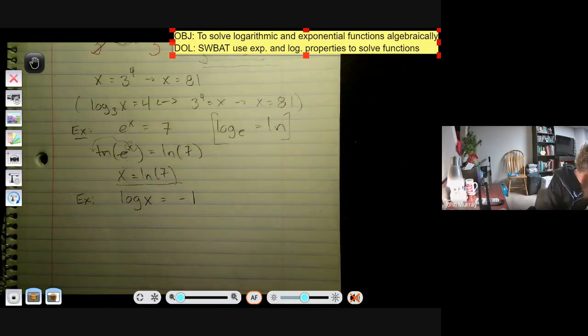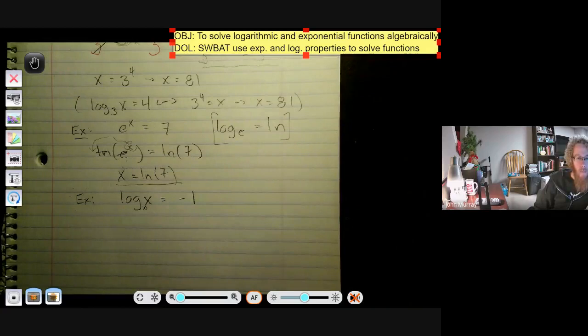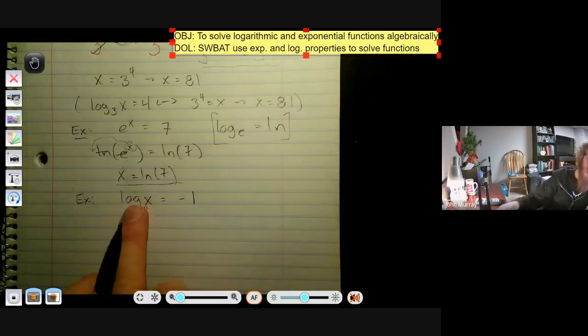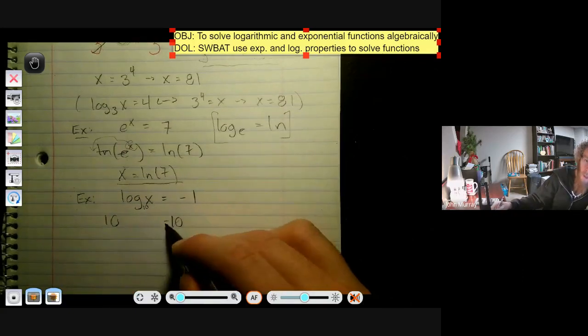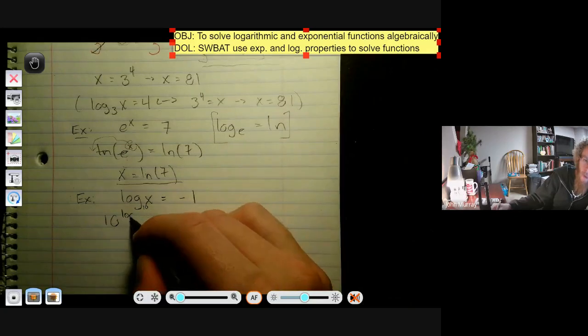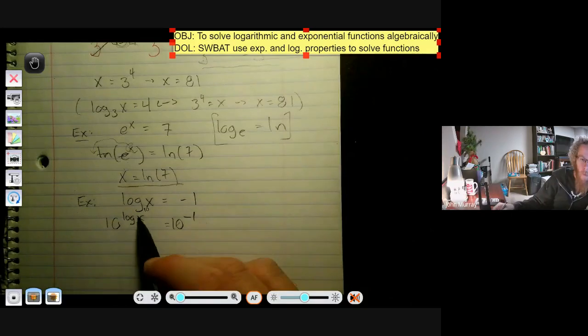Okay, so here I have log x equals -1. Now again, this one is our common logarithm. So if we don't see a base, it's base 10. Right? So since that's our base, and I'm dealing with a logarithm, we're going to exponentiate. So for both of these, I'm going to have a base 10. Then up here, I'm going to have log of x. And here, I'm going to have -1.